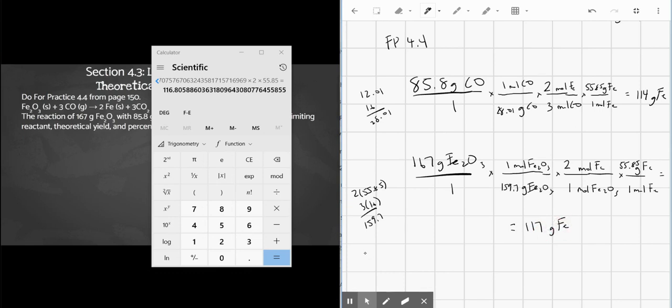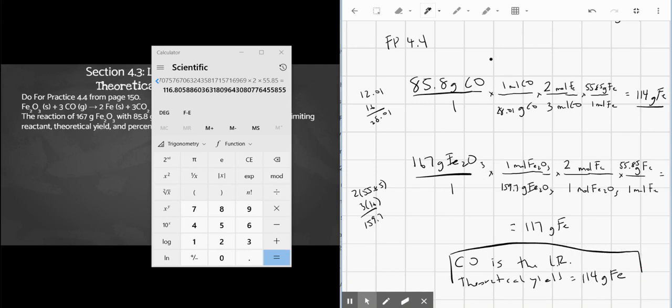So what is my theoretical yield up here? This number is smaller, so CO is the limiting reactant. Okay, don't be lazy, write it out. I'm a bad example. And the theoretical yield is going to be 114 grams of iron. So here's our first two parts.